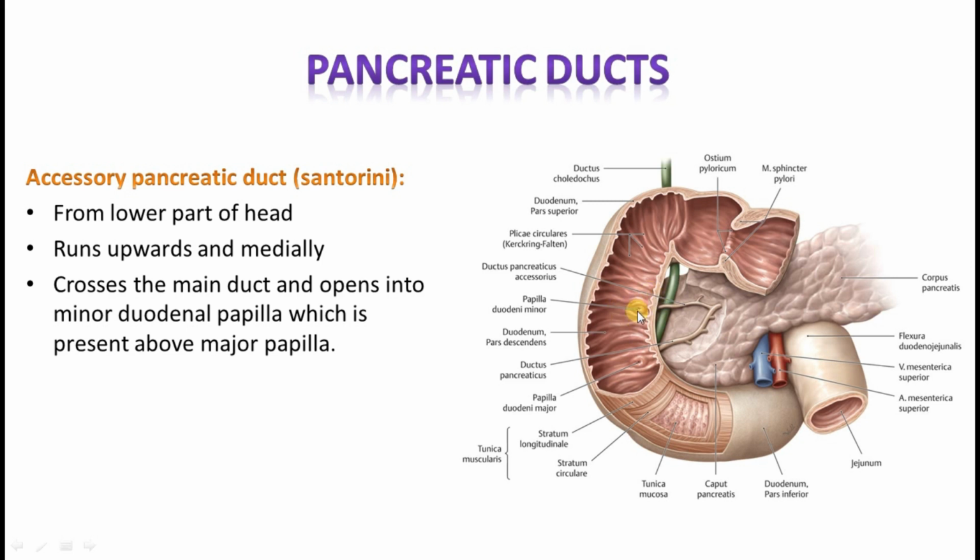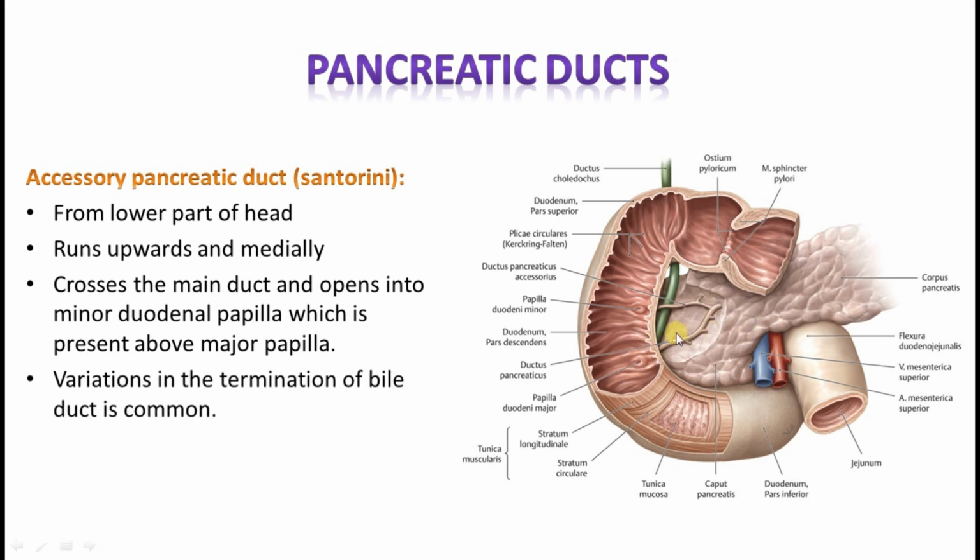If at all present, it is not necessarily always present, the accessory pancreatic duct. If present, it passes in front of the bile duct and opens into the second part of duodenum, the minor duodenal papilla, 2 centimeters above the major duodenal papilla.